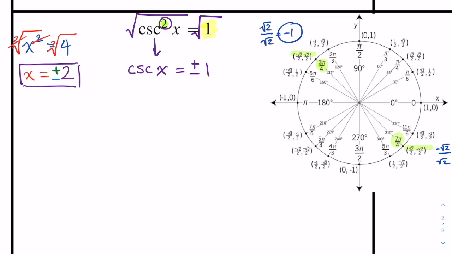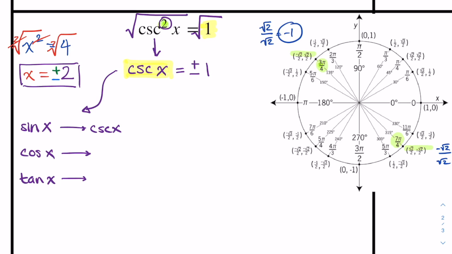Now you're going to the circle and you're like, wait a minute, there's no cosecant on the circle. And you're correct. So you have to think for a moment about who is on the circle that's related to cosecant. Let me remind you of the relationships. We have sine, cosine, tangent. And here's who they're related to. Sine is related to cosecant. Cosine is related to secant. Tangent is related to cotangent.